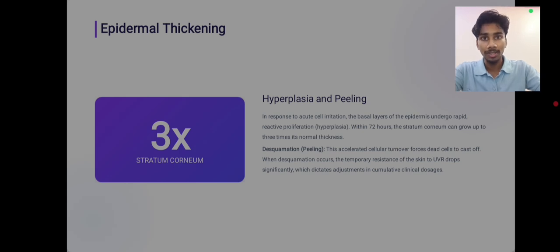Desquamation, which is the peeling. The accelerated cellular turnover forces dead cells to be cast off. When desquamation occurs, the temporary resistance of the skin to UVR drops significantly, which dictates adjustments in cumulative clinical dosages.